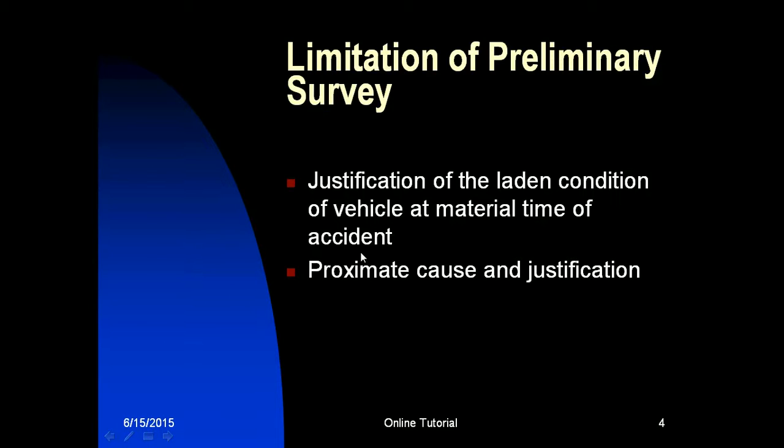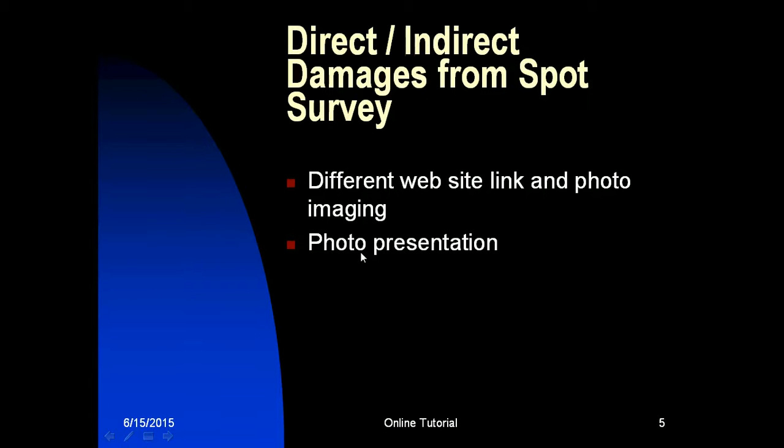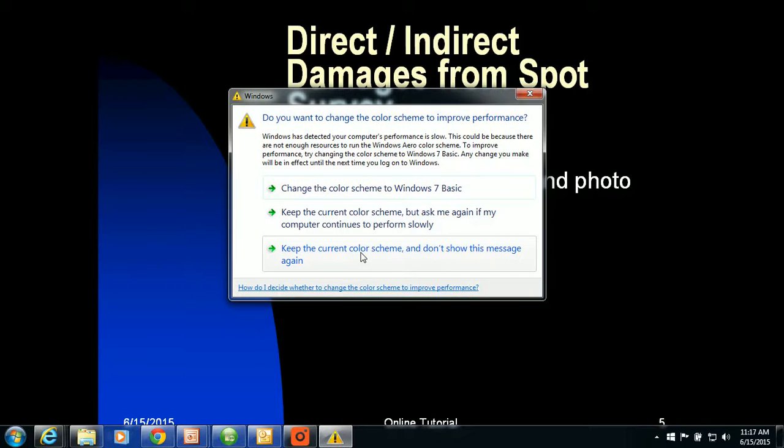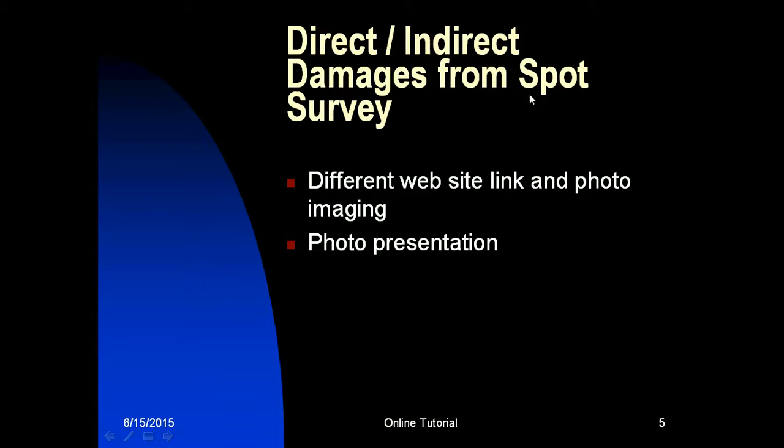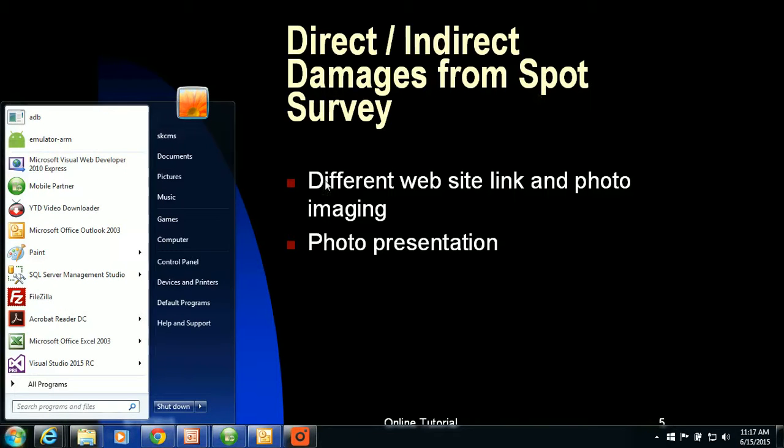In the next video, the next topic is what are direct damages and what are indirect damages. The direct damages are the damages occurred due to direct impact. Indirect damages are the effect of direct impact. How will we justify it? Let us check some photographs of the spot survey.